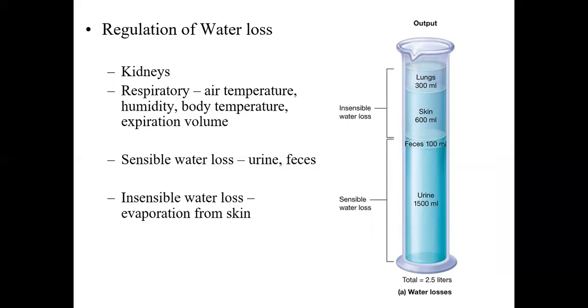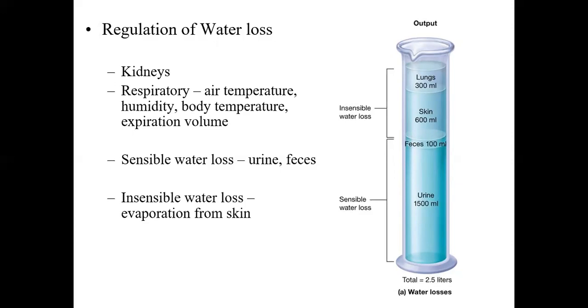Some factors may change how you are losing water. If the air temperature is hotter, or if the humidity is low and it's very dry outside, maybe you'll lose water at a faster rate. If your body temperature is warmer, you may sweat more, and so you're losing water at a faster rate. And your expiration volume, how deep you're breathing, may determine a little bit of how much water you are losing through the respiratory route.